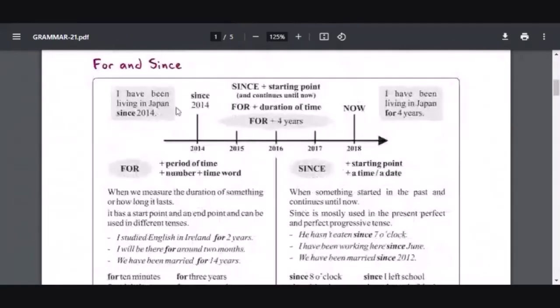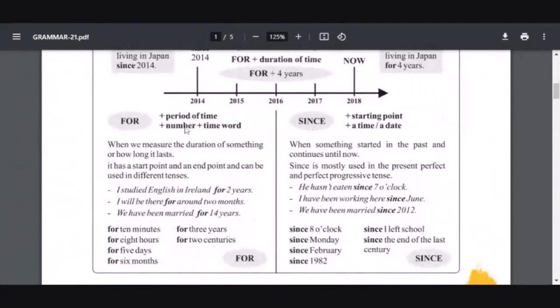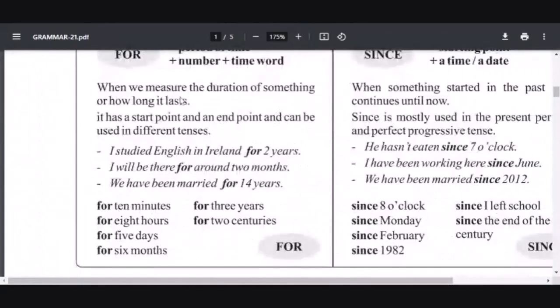Now, in the case of for, we are going to use for with a number. It can be a number of years, months, days, hours, minutes, or seconds. That's why we can use for plus period of time, or for plus number plus time word. And here in the book we have when we measure the duration of something or how long it lasts. So I studied English in Ireland for 2 years, or I will be there for around 2 months, or we have been married for 14 years. We can say for 40 minutes, for 8 hours, 5 days, 6 months, for 3 years, and 2 centuries.